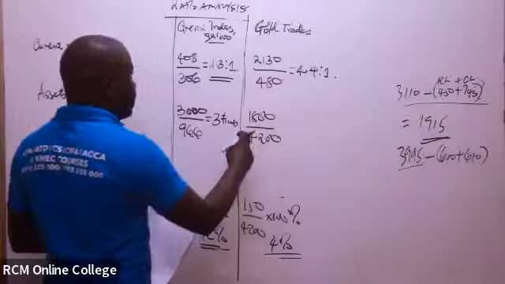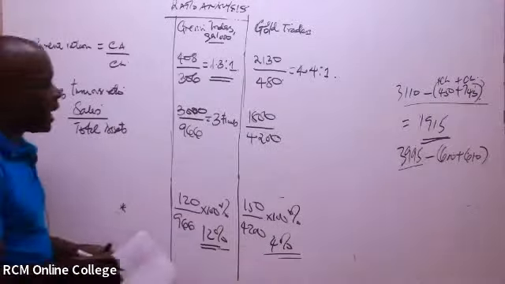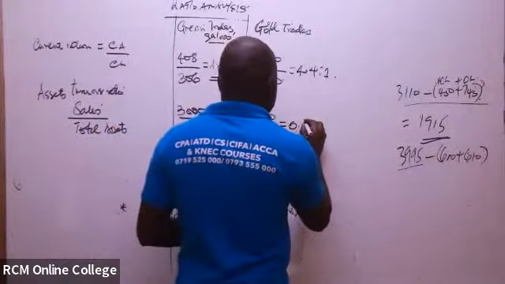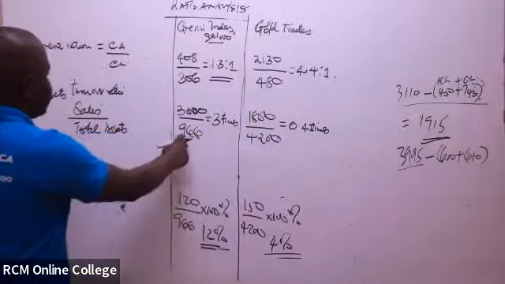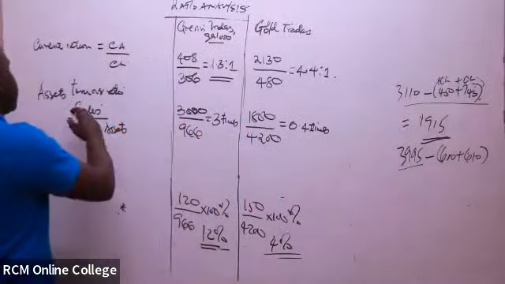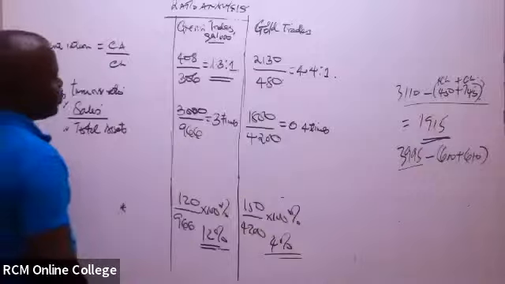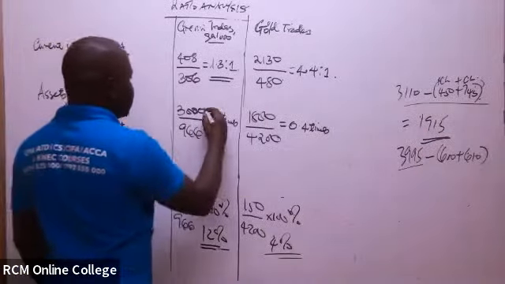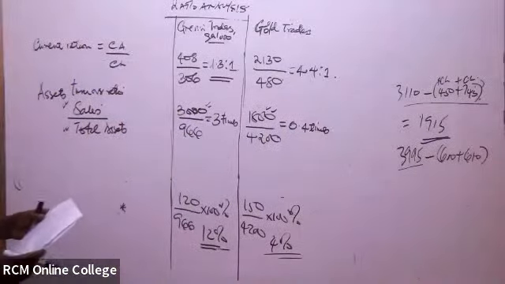What about for Gold Traders? It is 1,800 over 4,200, so it is 0.4 times. So Green Traders are effectively utilizing their assets to generate sales revenues, compared to Gold Traders. It basically looks at how effectively you are utilizing your assets to generate your sales.